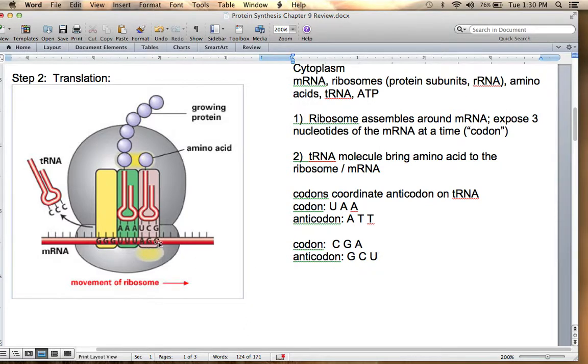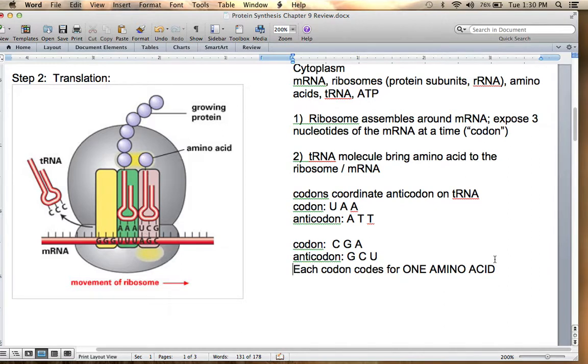So if there is a codon on the messenger RNA, that is going to code for one amino acid, and that's important. Each codon codes for one amino acid. You're not going to have a codon on the messenger RNA that's ambiguous, where it could be one of several amino acids. No, it's going to be specific. It's going to be one amino acid.